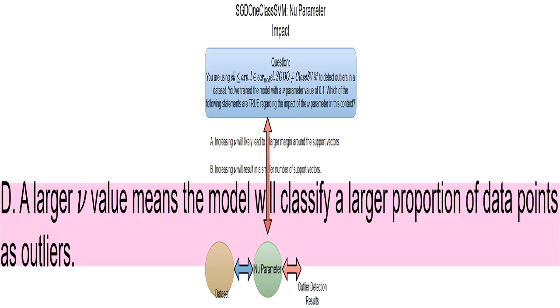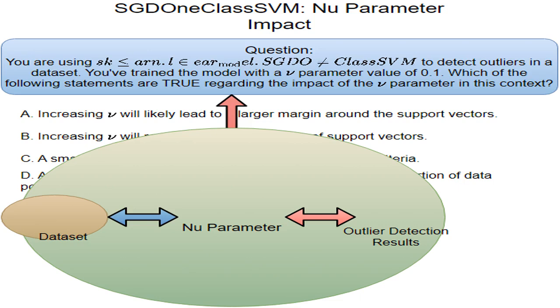I am setting a larger nu value. I am telling the model that I expect more outliers. This makes the model more lenient. More data points are now labeled as outliers because the threshold for being an outlier is lower. This is the heart of the problem. The nu parameter in SGDOneClassSVM is a control knob. It directly affects how many data points the model labels as outliers and how the model builds its decision boundary. Understanding this parameter is key.